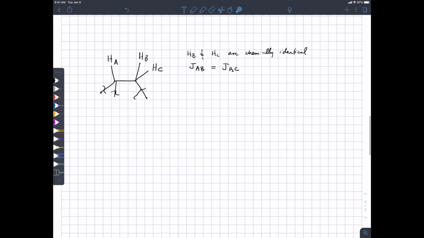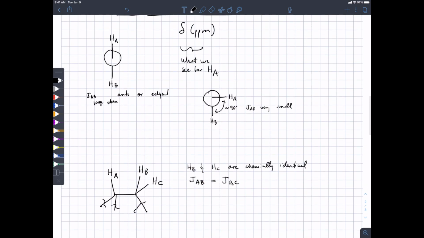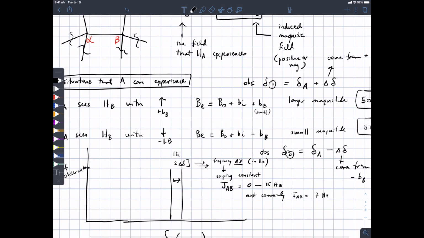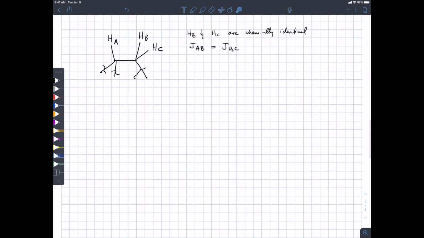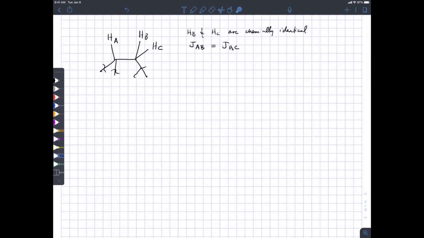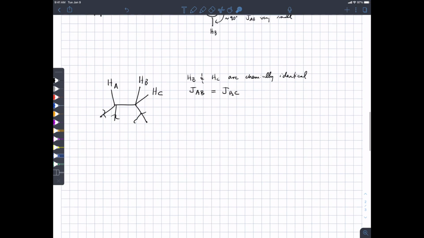So let's just consider the various possibilities that A can experience, the various situations that A can experience. Now, I'm not going to go back and do all of this thing with adding B's together because we don't need to. We know that the spin of B influences the chemical shift that we observe for A. So we just need to consider the possibilities for the spins of B and C.